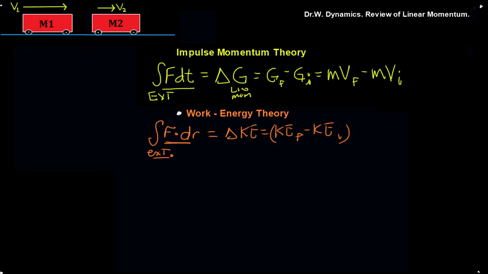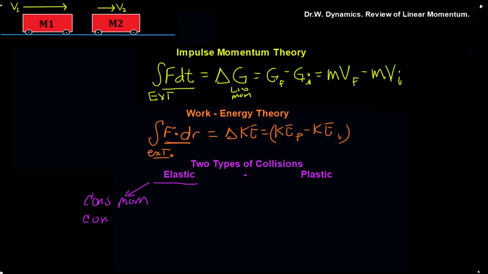We can look at two distinctly different types of collisions, where elastic collisions will conserve momentum and they'll conserve kinetic energy. Plastic collisions, on the other hand, will conserve momentum, but they will have a gain or loss of kinetic energy. The kinetic energy will not be conserved.